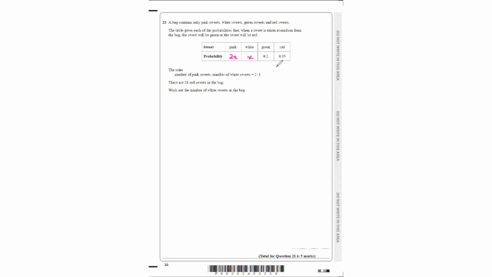So the overall probability of you getting a sweet from the bag is equal to 1. And that 1 equals the sum of all of these probabilities. So 1 equals 2x plus x plus 0.2 plus 0.35.